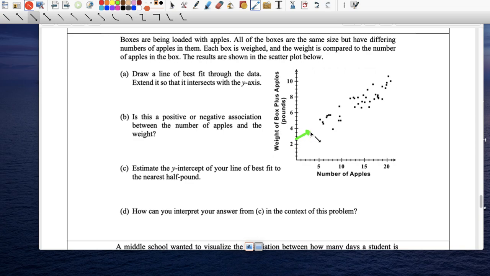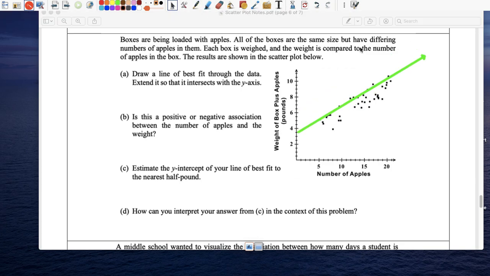The line of best fit should be there. Again, as best as you can, have some points above the line and some points below the line, an equal amount. So weight of box plus apples, in pounds. When there's 10 apples, look at the weight, it's about 6 pounds. When it's 20 apples, we can read this, it's about 9 pounds. So that's what we have information wise.